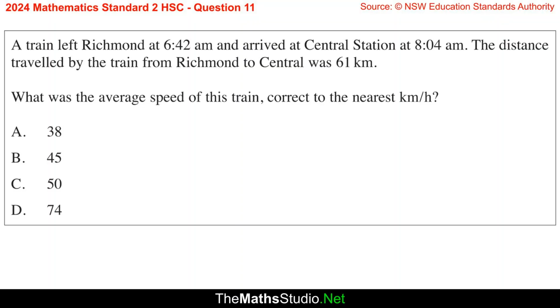Question 11. A train left Richmond at 6:42 a.m. and arrived at Central Station at 8:04 a.m. The distance travelled by the train from Richmond to Central was 61 kilometres. What was the average speed of this train, correct to the nearest kilometre per hour?